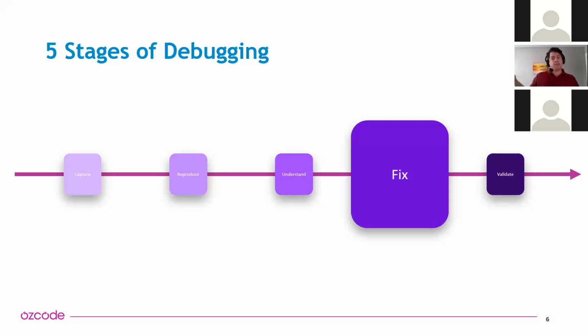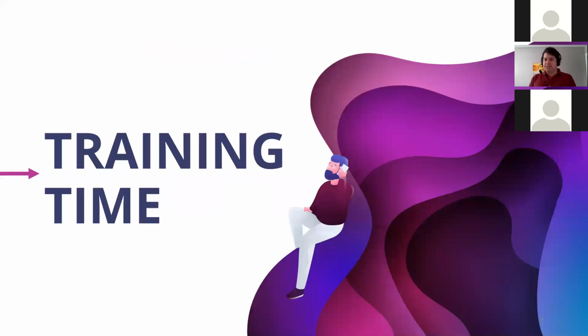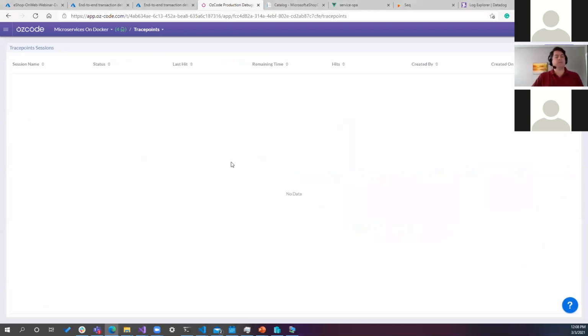So here is my explanation of why 5 times faster. I'm not sure if you guys are buying it or not, but it doesn't really matter because it's training time. So let's go to the production debugger. Now, it could be that some people here never saw this application before. So I will spend a little bit of time on it before we actually get into the Tracepoints, which are the meat of this webinar.